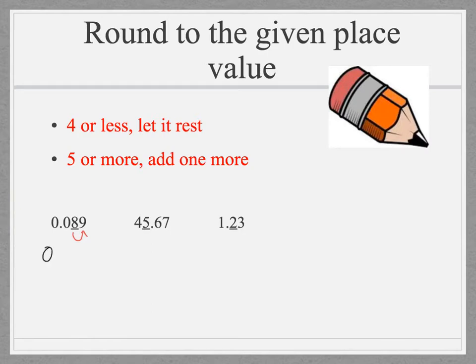Everything before that 8 is going to stay the same. But since I'm adding 1 to the 8, it becomes a 9. I don't need anything after it. My rounded number is 9 hundredths.